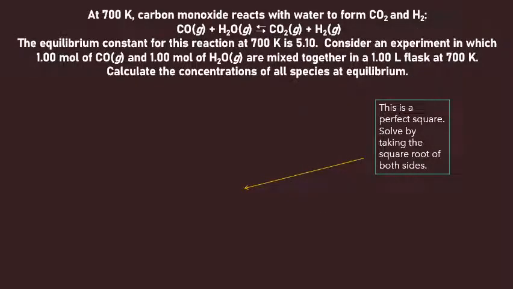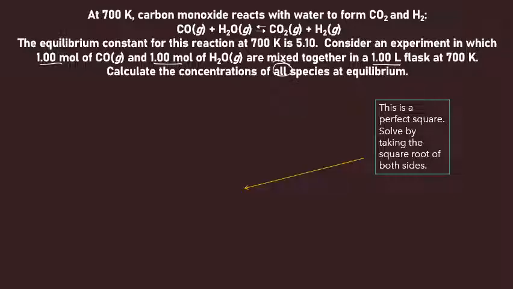The question is: at 700 Kelvin, carbon monoxide reacts with water to form carbon dioxide and hydrogen, and the equation is given: CO plus H2O gives CO2 plus H2. The equilibrium constant for this reaction is also given, which is 5.1. Consider an experiment in which 1 mole of carbon monoxide and 1 mole of water are mixed together in a 1 liter flask. So we have moles and volume, so we can calculate molarity. At 700 Kelvin, calculate the concentration of all species at equilibrium.